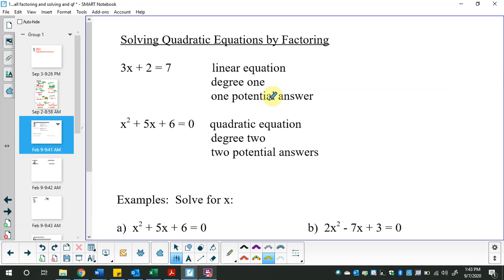That means there is one potential answer. That doesn't mean there's one answer. That means there could be one answer. There could also be no solution. With quadratics, the fact that I have a degree of 2, meaning there is a 2 and no higher, that's now called a quadratic equation instead of a linear equation. Degree of 2, and this has 2 potential answers, meaning that it has 2 answers, or it could have only one answer, or it could have no solution at all. And we just have to see how these things kind of fall into place.